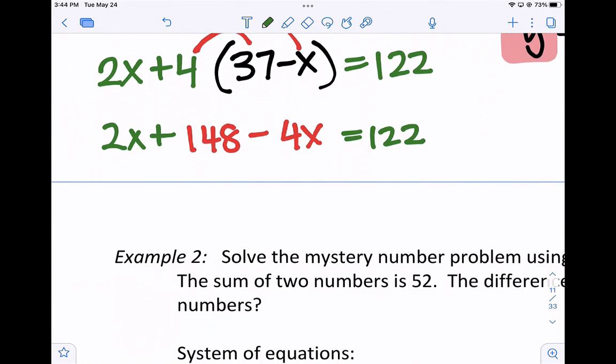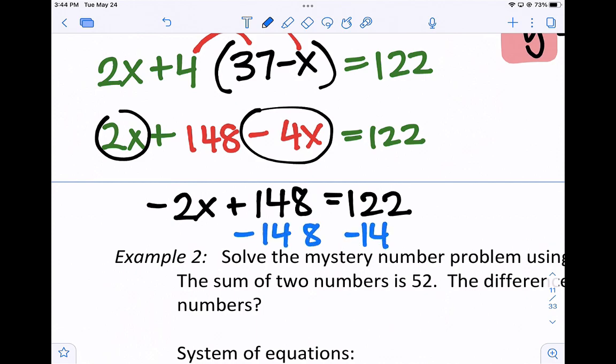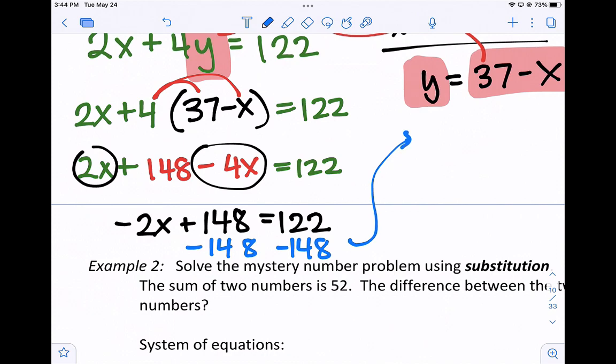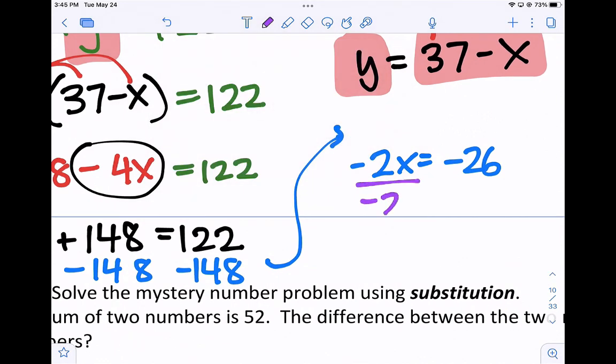And then from here, you should know how to solve. We'll combine like terms. We can put our x's together. We have negative 2x plus 148 equals 122. We can subtract 148 from each side. And I'm out of room here, so I'm going to go up here. So we have negative 2x equals negative 26. We'll divide each side by negative 2. And so we get x equals 13.